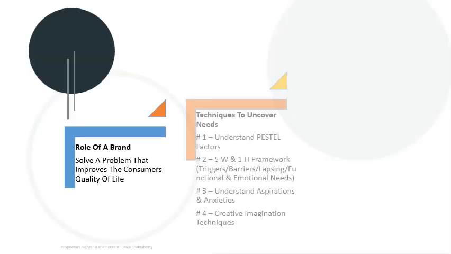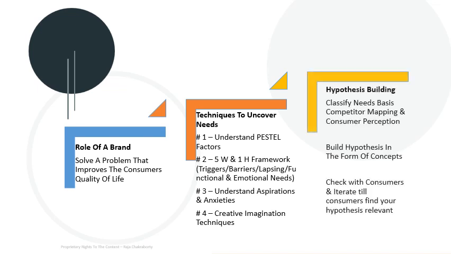I think we discussed what is the role of a brand. We discussed the techniques to uncover needs. So far, we had discussed the macro factors, what we call PESTLE. We had discussed the 5W and 1H framework. We discussed how to understand anxieties and aspirations of a consumer's life. But today, we also discussed how to uncover some needs purely through creative imagination.